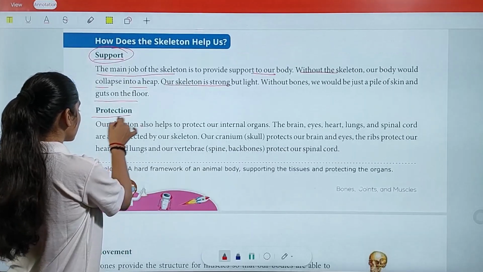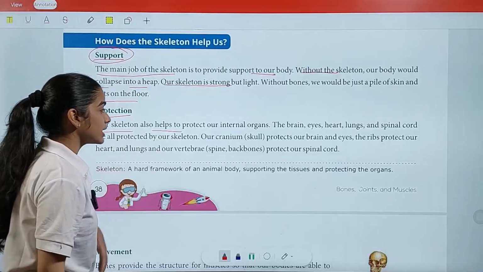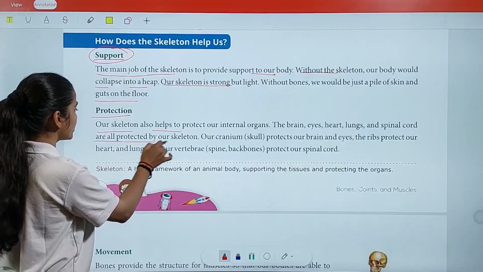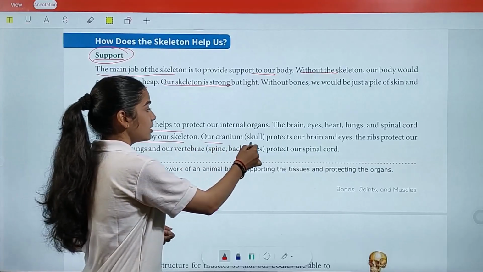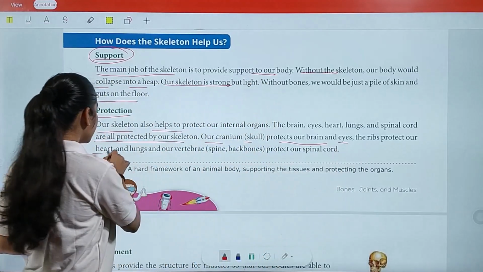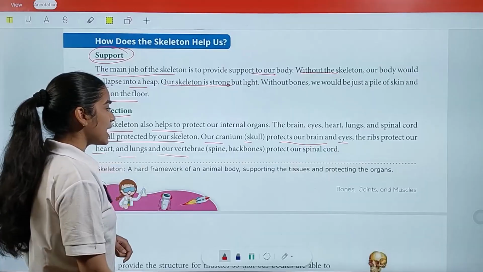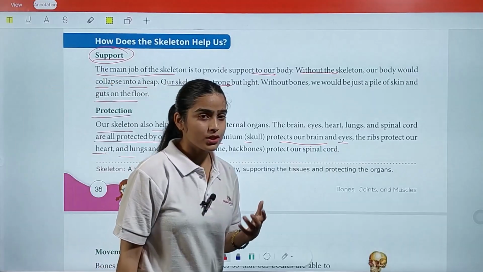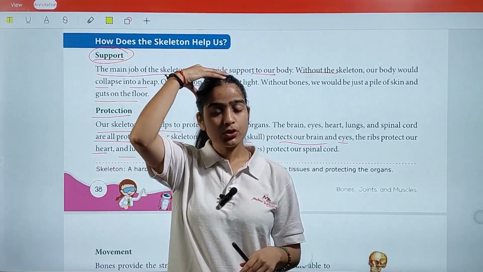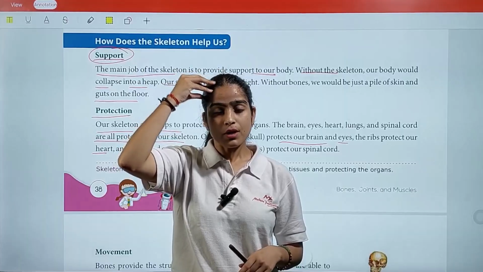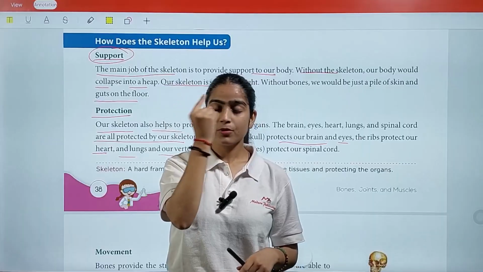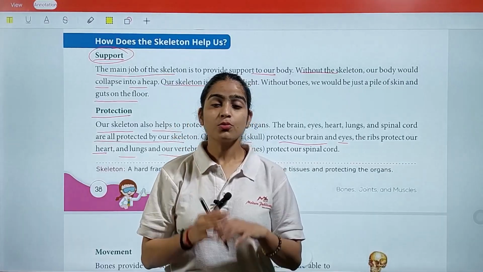Next, protection. Our skeleton also helps to protect our internal organs. The brain, eyes, heart, lungs and spinal cord are all protected by the skeleton. Our cranium, the skull, protects our brain and eyes. The ribs protect our heart and lungs, and our vertebrae, the spine or backbone, protect our spinal cord. First of all, you have to touch your head. When you touch it, what do you observe? A hard skeleton, right? This hard skeleton helps us to protect our brain.